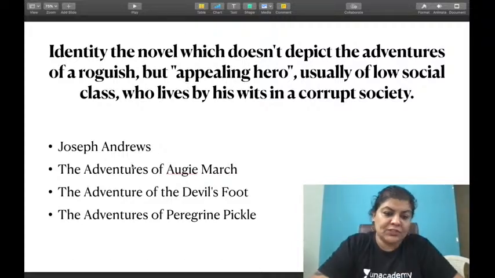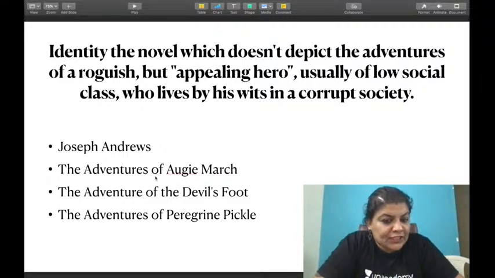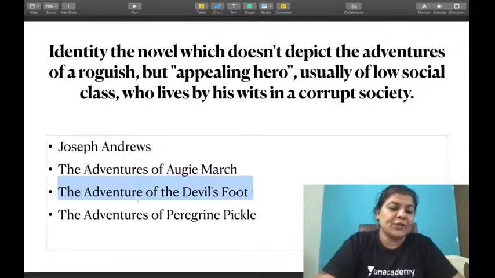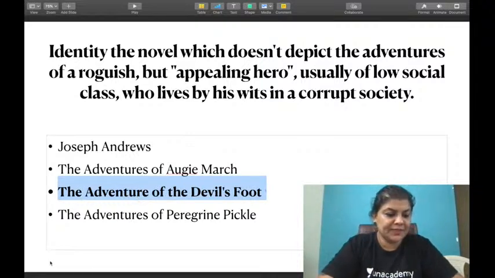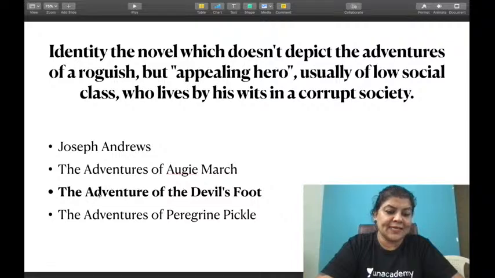Definitely Joseph Andrews is a picaro's novel. Adventures of Augie March is a picaro's novel. Adventures of Peregrine Pickle is also a picaro's novel. This one you haven't heard of, probably. Mark it, that is the answer. This is a picaresque novel. Did you like it? This is how sometimes they ask.